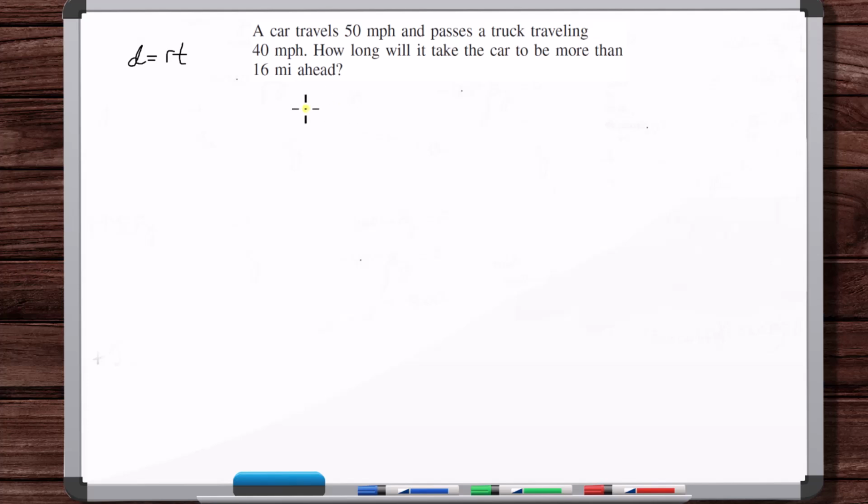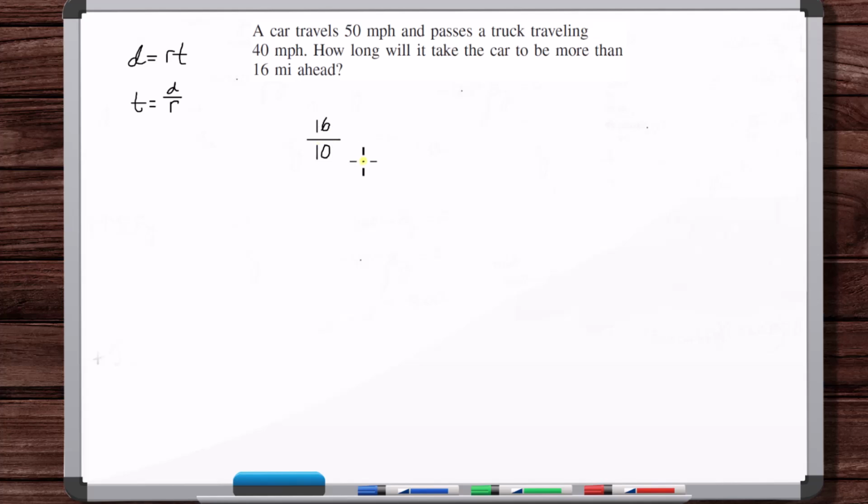So in effect, the car is traveling 10 miles per hour faster than the truck right when it passes it, and it stays that way indefinitely. So the car is traveling in effect at 10 miles per hour, okay? Now we want the time. So distance divided by rate is time. So we'll say 16 divided by 10, right? Because time is equal to distance divided by rate.